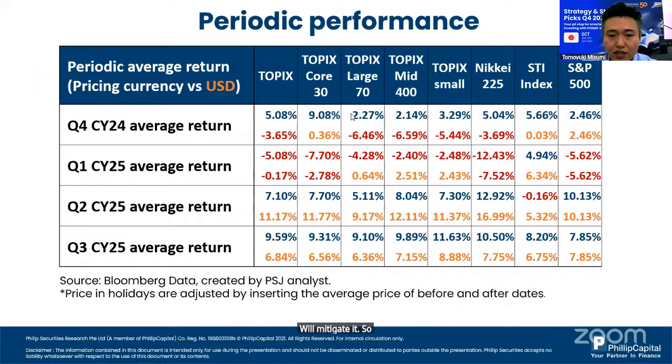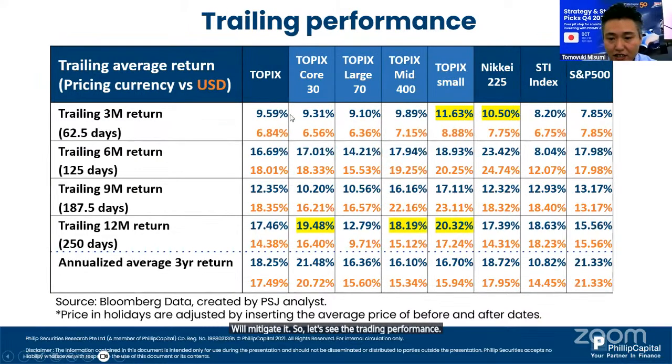So let's see the trading performance. The 3 month return is 9%, 6% in the third quarter return of 2025. But in the trading 12 month return, the Core 30 stock is performing well, and the small and mid is performing well. But almost most of the returns are better in local terms than in the US dollar denominated returns. So the yen depreciation against the US dollar is affecting the Japanese stock return negatively in USD terms.